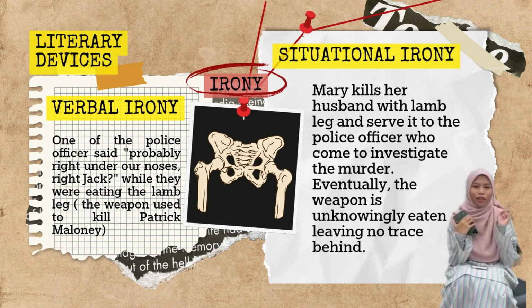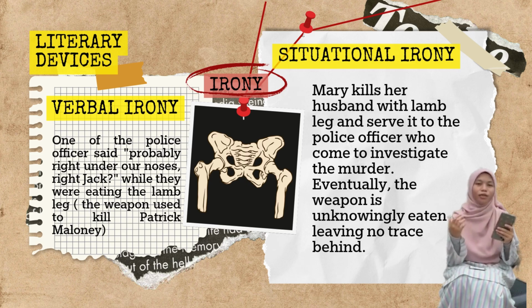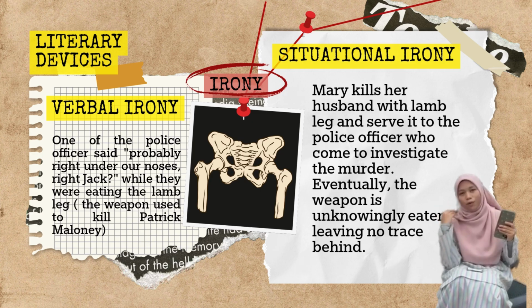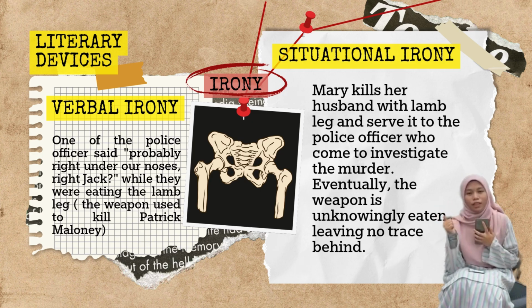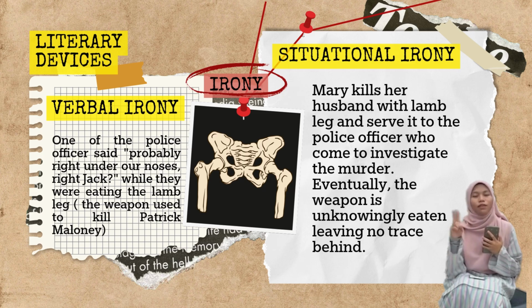Sorry, there are two literary devices, which are irony and imagery. So the first one is irony. If you guys still remember what irony is, it is the exact opposite of what we expect. So we have two ironies in the story, the first one is situational irony, and the second one is verbal irony.